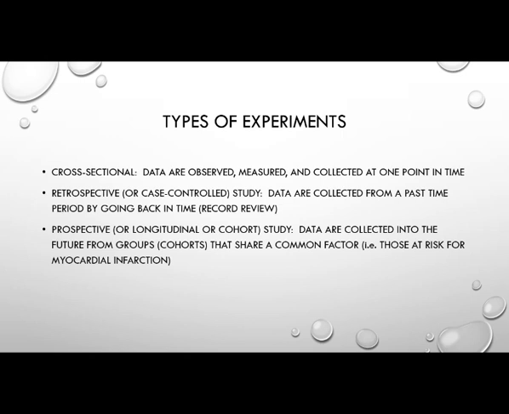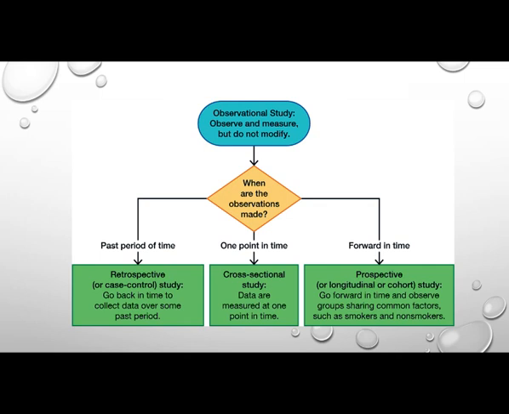And then you have prospective or longitudinal or cohort studies. These are data collected into the future from groups called cohorts that share a common factor, like those at risk for myocardial infarction. All right, observational study: observe and measure but do not modify. When are the observations made? In the past, it's a retrospective or case control. One point in time, it's a cross-sectional study. Forward in time, a prospective or longitudinal cohort study.